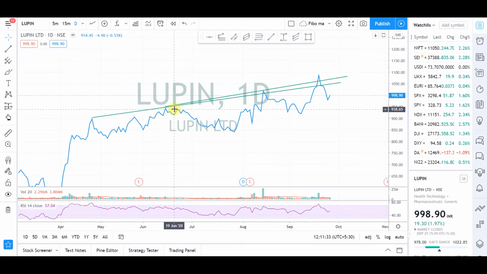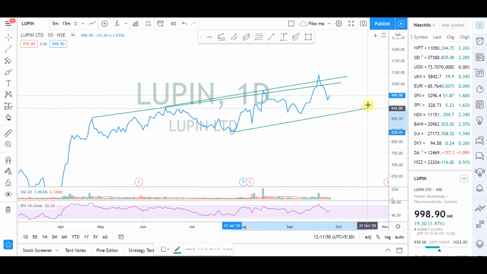The second time, the second trend line which we plotted here was connecting from this line to this line. Again here it has given us a false breakout, and then it reverses back. And what we will do is try to find one trend line here.